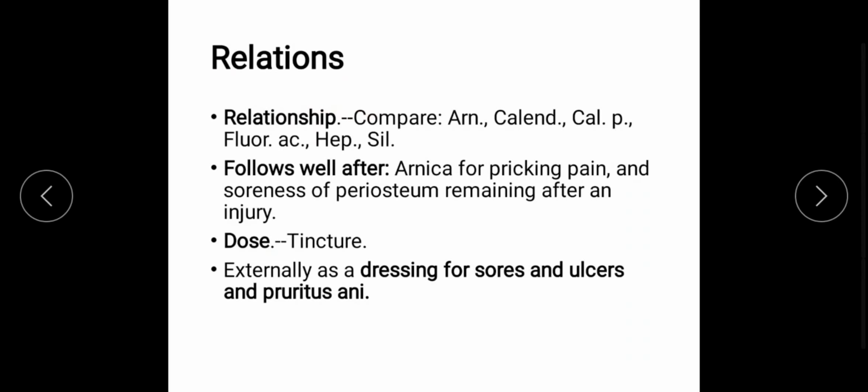Relations of Symphytum. Relationship. You can compare Symphytum with Arnica, Calendula, Calcarea fluorica, Acidum fluoricum, Hepar sulph, and Silicea. Symphytum follows well after Arnica for pricking pain and soreness of the periosteum remaining after an injury. The dose in which Symphytum is generally prescribed is the mother tincture. It is used externally as a dressing for sores and ulcers and pruritus ani, which is the itching of the anus.